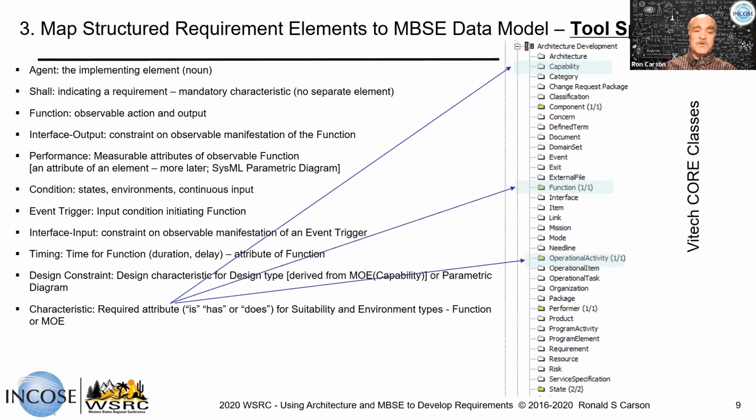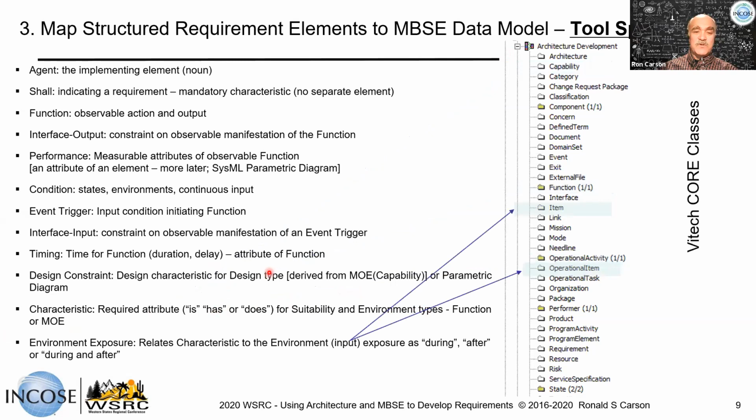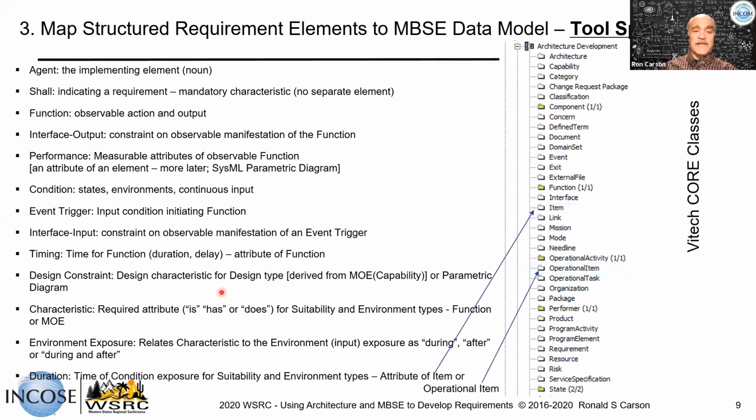The environment exposure relates the input to the operational activity or function as during or during and after, and is represented as an operational item or item. It's an input. It's impressed upon the system. Finally, the exposure duration relates the characteristic to the input, and the duration can be modeled as an attribute of the operational item or item. So we have some of these requirement elements represented directly in the MBSE model as classes or data types, and some are represented as attributes on those classes.